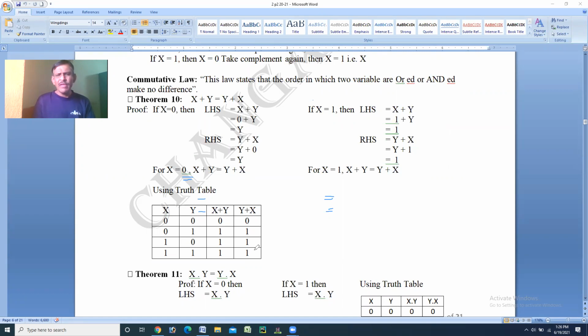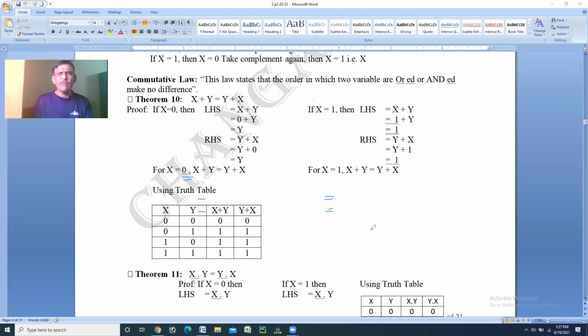So now you can check out LHS and RHS, two columns, this third column and fourth column, right? So 0, 1, 1, 1. These are the values in the LHS. Check out the RHS. 0, 1, 1, 1. Both the columns are same. So LHS equal to RHS, and the theorem is proved. Right? So this is the way to prove the theorems.